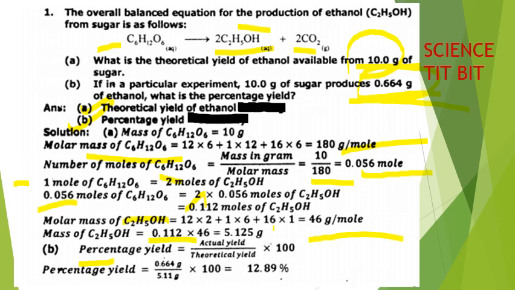Now apply the formula, that is percentage yield. Actual yield was 0.664 grams, while the theoretical yield is 5.125 grams, multiplied with 100. The answer is 12.89%. Done?